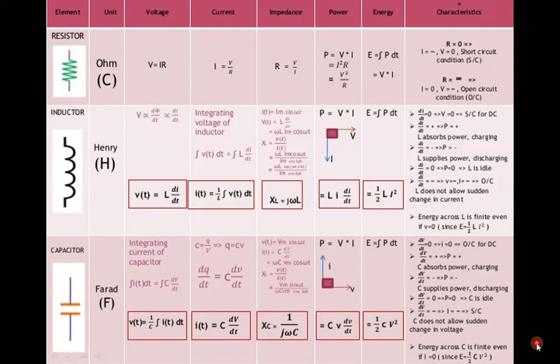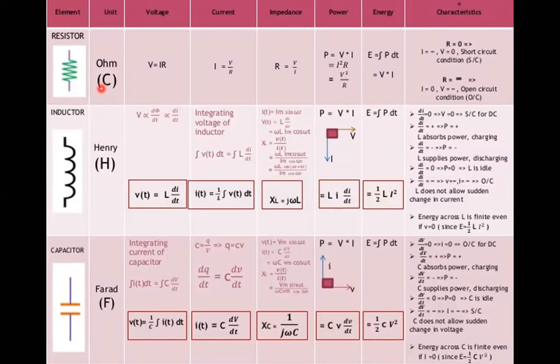Please look into this complete chart. We have taken 3 different elements: resistors, inductors, and capacitors, and for each element we will study the unit, voltage, current, impedance, power, energy, and how the characteristics are. So let's take the first element as a resistor. The unit for this is ohm.